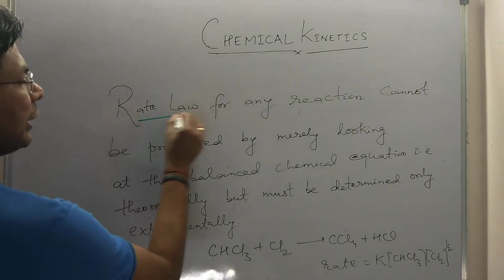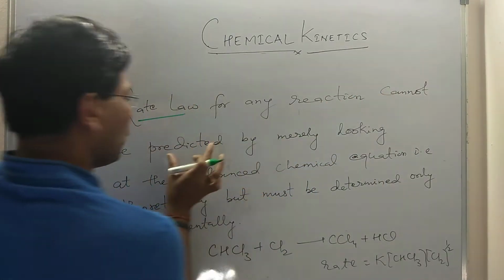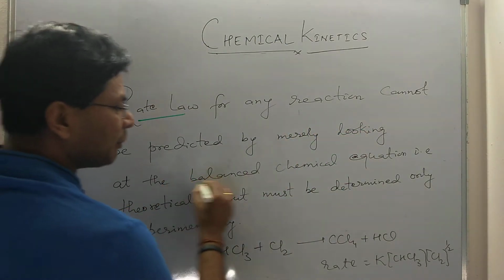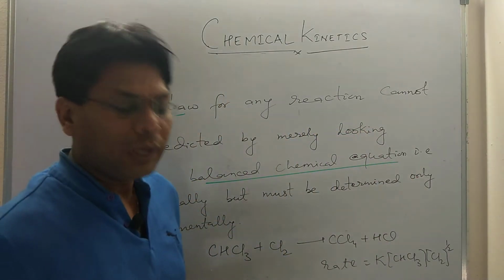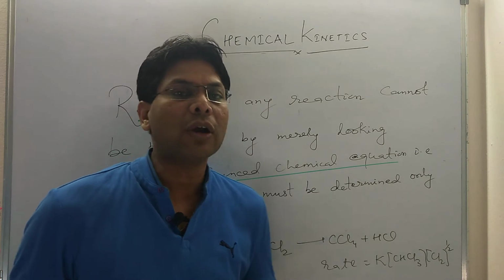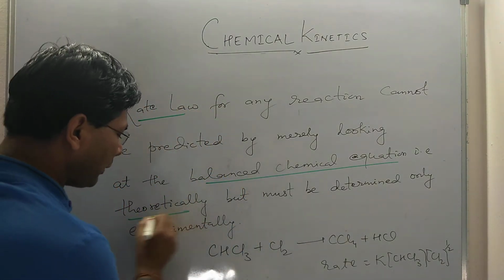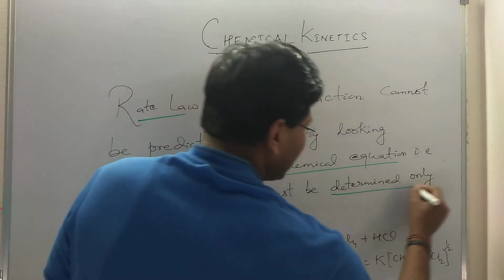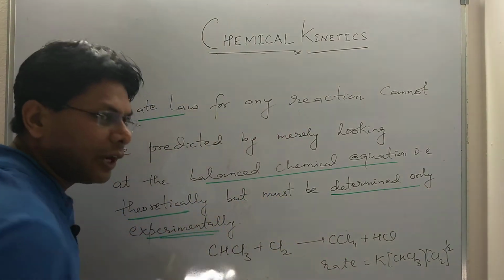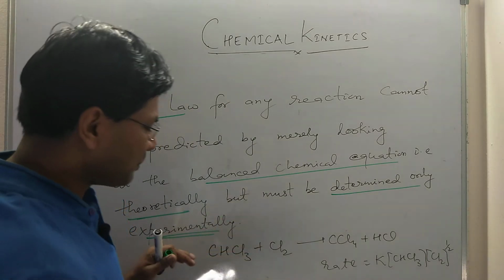Now, the rate law for any reaction cannot be predicted by merely looking at the balanced chemical equation. Only by seeing the balanced chemical equation, we cannot predict the rate law for any chemical reaction. That means we cannot predict it theoretically, but it must be determined only experimentally. So the rate law expression is determined experimentally.